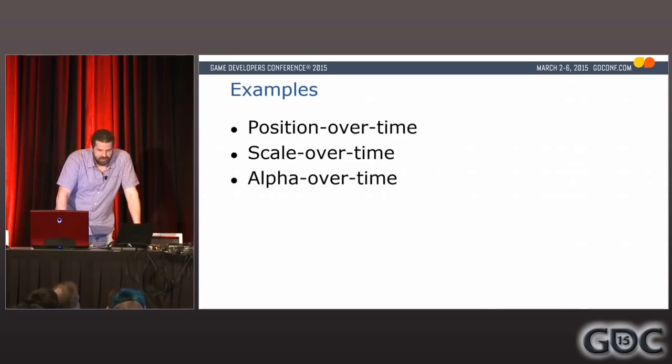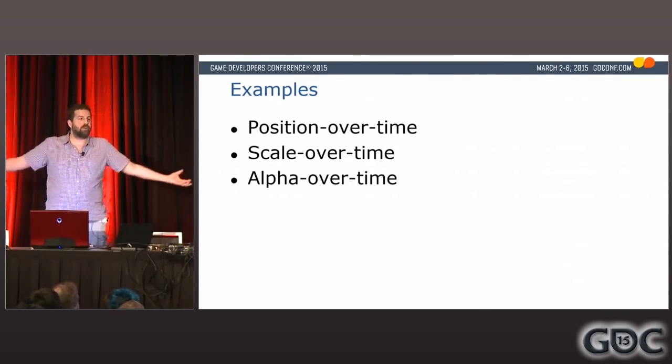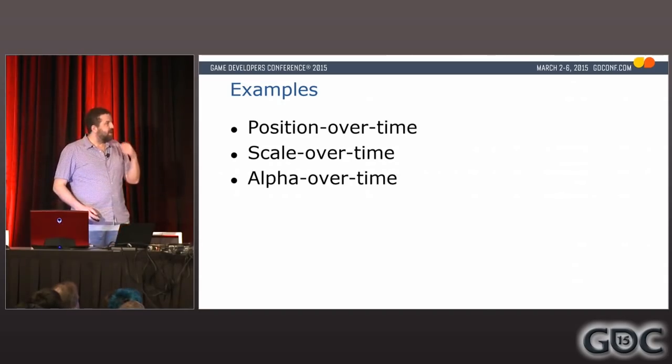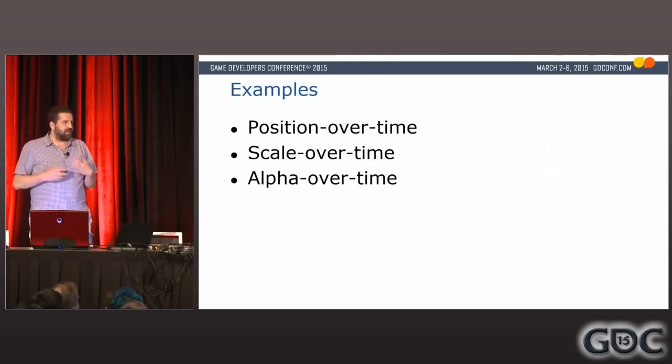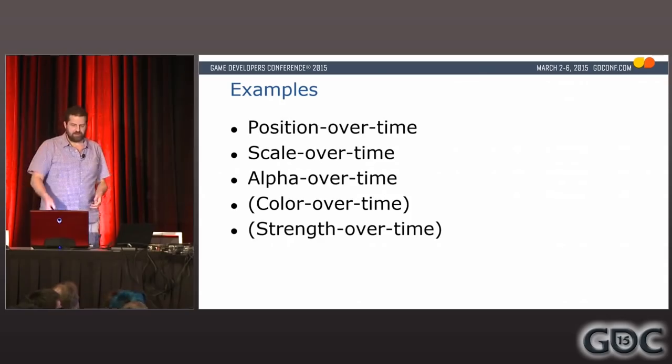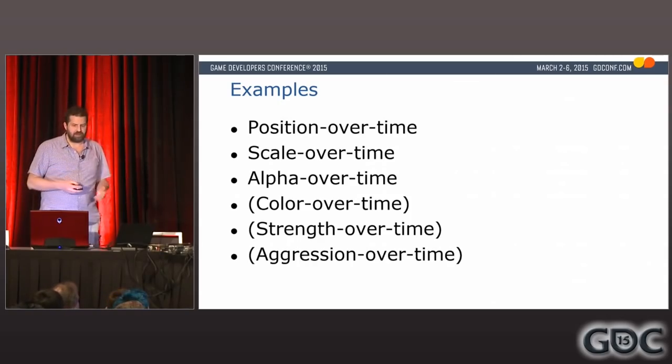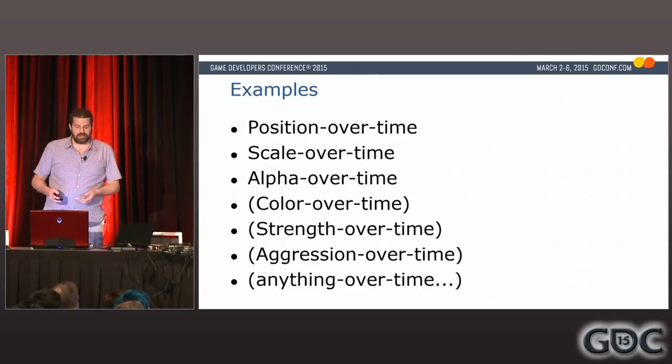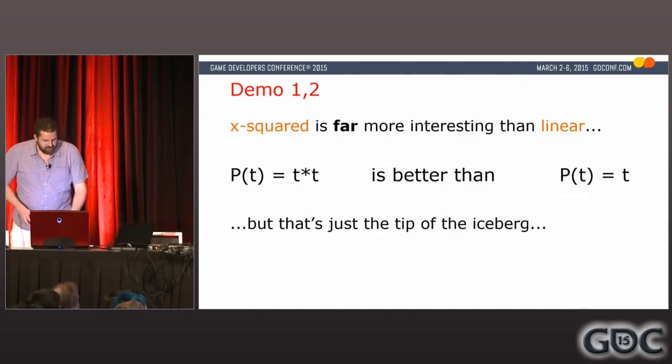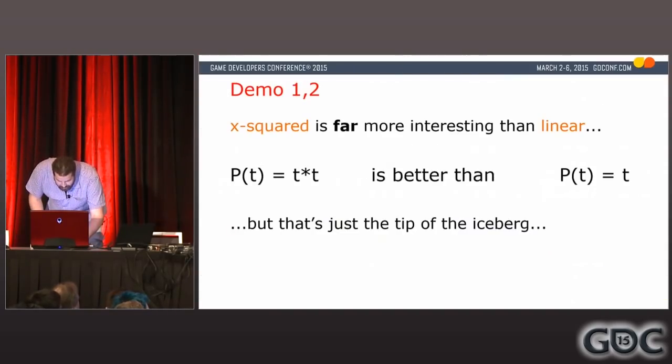And so some simple example of this would be like moving a position over time. A UI widget could come in, right? Or a missile could come in or something like that. Scaling something up, alphaing in, especially in 2D games. We could be interpolating color or strength or aggression, right, into these things, typically over time or something. So I've got a demo that's hopefully running here.